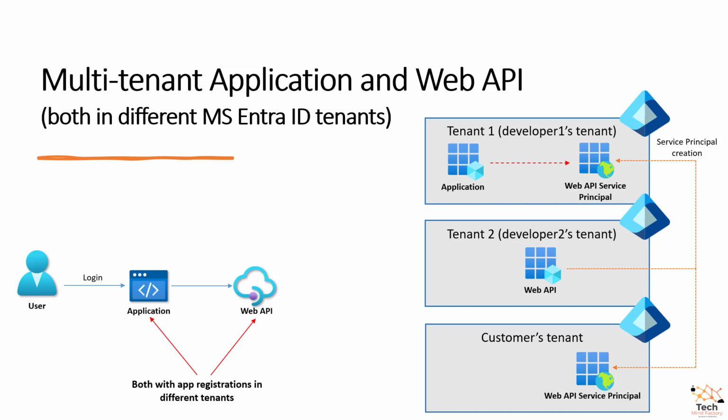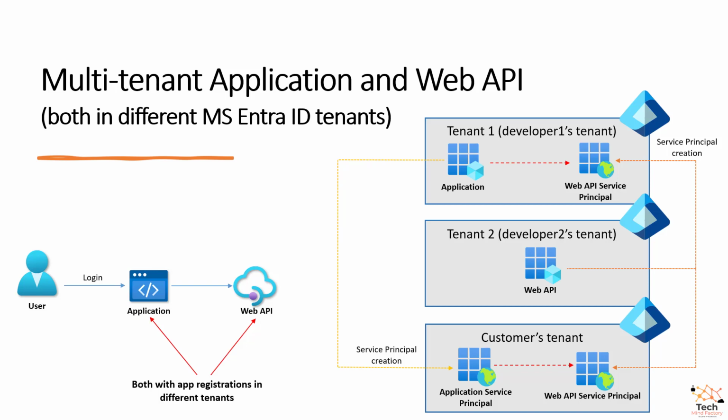But because the application registration is in tenant 1, not in tenant 2, we also have to create a service principal for this application in the customer's tenant. So once we have the web API service principal created in the customer's tenant and the application service principal created in the customer's tenant, we will be able to successfully grant consent and access this application.